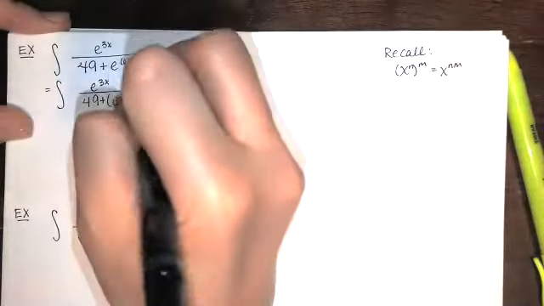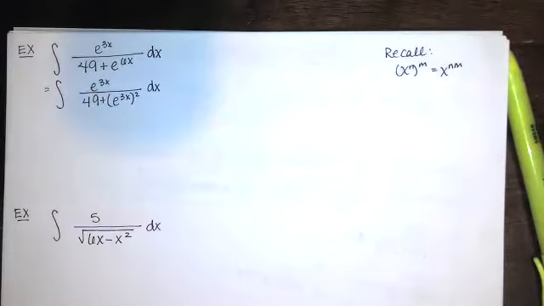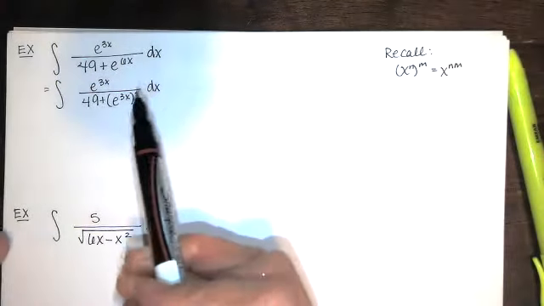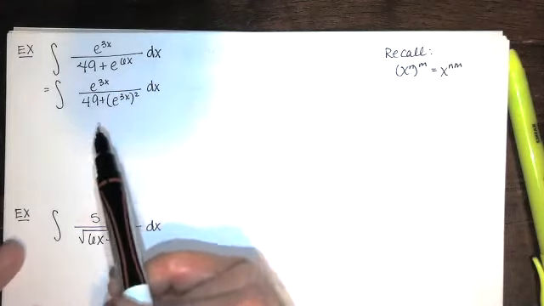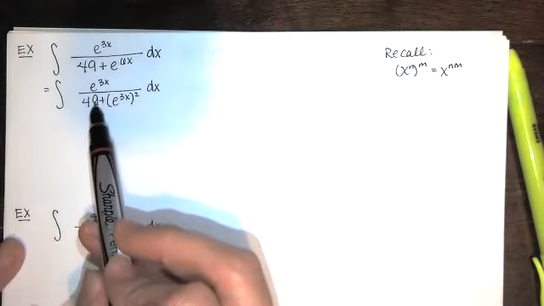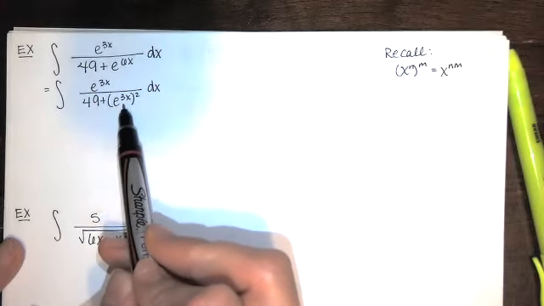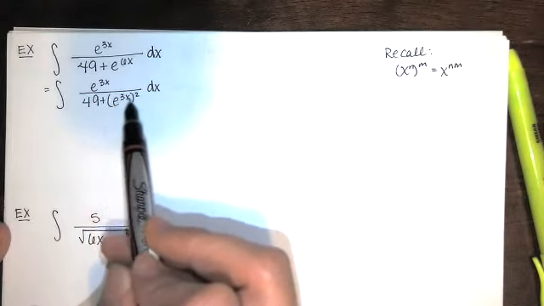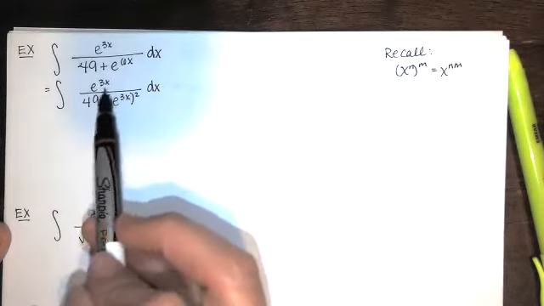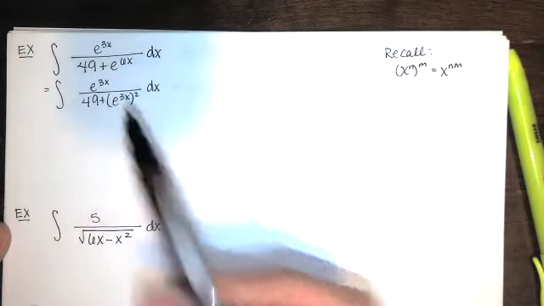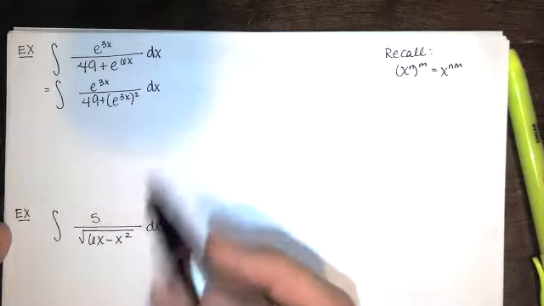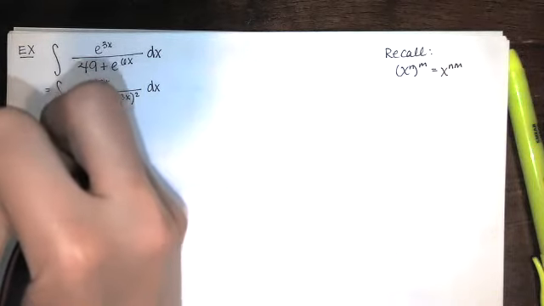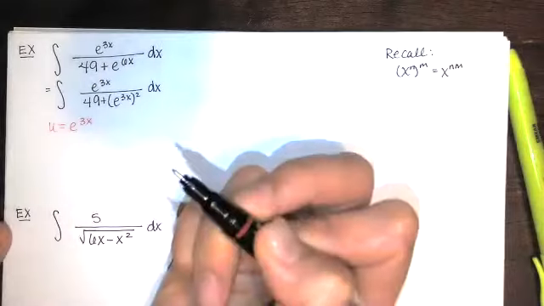Okay, so we're here now. And even though it doesn't look like it, this is actually an arctangent function, because this is an a squared plus u squared, and the derivative of e to the 3x has an e to the 3x in it. So I should be able to substitute all of this and write this in terms of u. So let's do that. Let's let u equal e to the 3x.